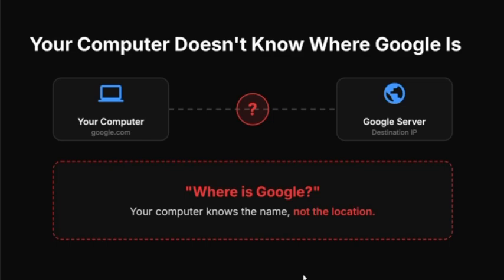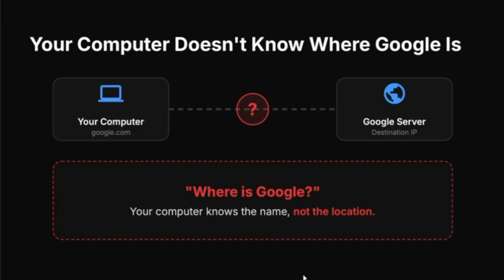Now we arrive at the very first challenge. Take a look at the left side of the screen. Your computer knows that you typed google.com. But if we look at the right side, Google's server is somewhere on the internet. The problem is your computer has no idea where that server actually is. It knows the name, but it does not know the location.